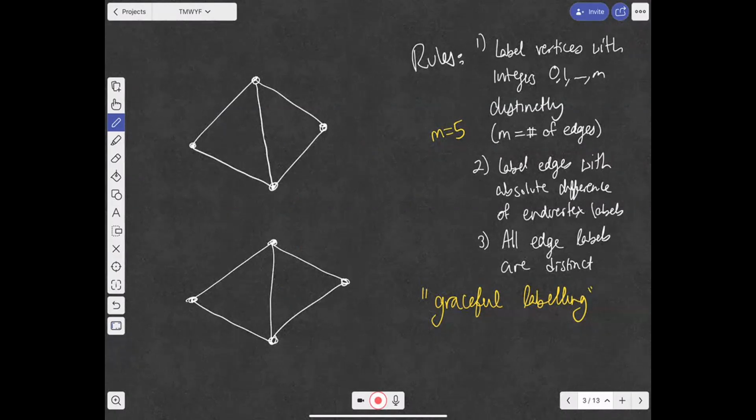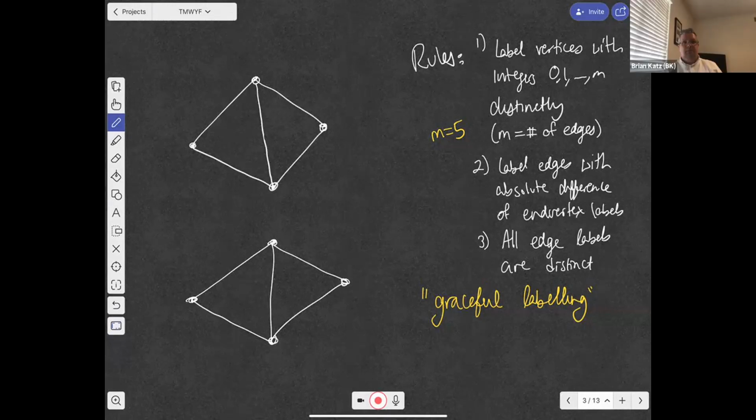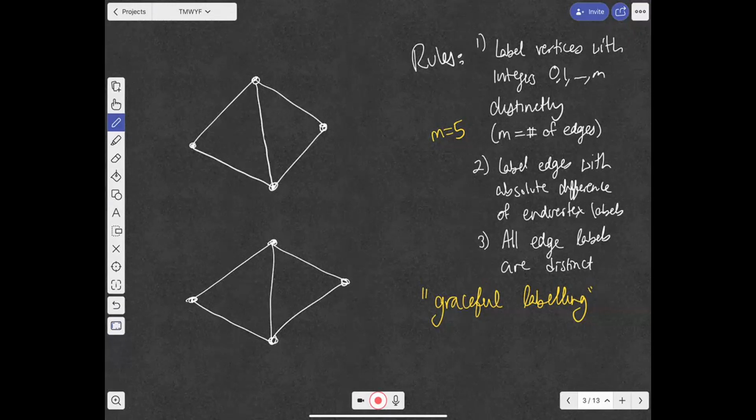So we don't have any choice. In the total labeling, we had a choice for vertices and edges. Here, we don't have a choice. We have to take the absolute difference of the end vertices. And then the goal is that all edge labels are distinct. All right, so let's try to do this. Oh yeah, and it's 0 through m, so I can use a 0, and m here is 5. So 0, 1, 2, 3, 4, and 5.